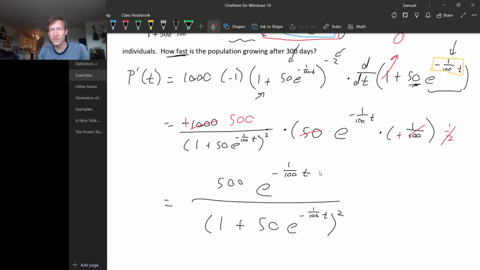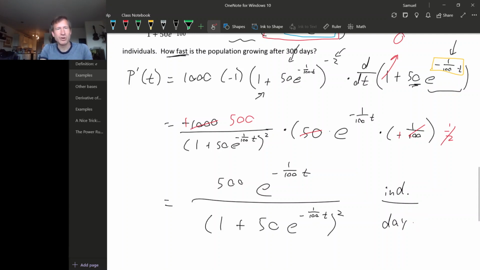And of course, the units for this, since p, the original function p of t, is in individuals, right? Individual insects. And t is in, I think, days, I said. So this function tells us the rate of population growth in individuals per day.